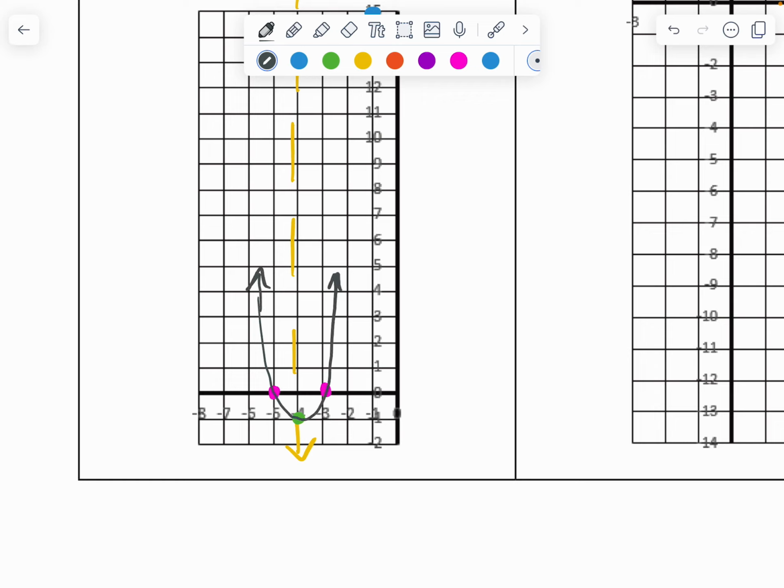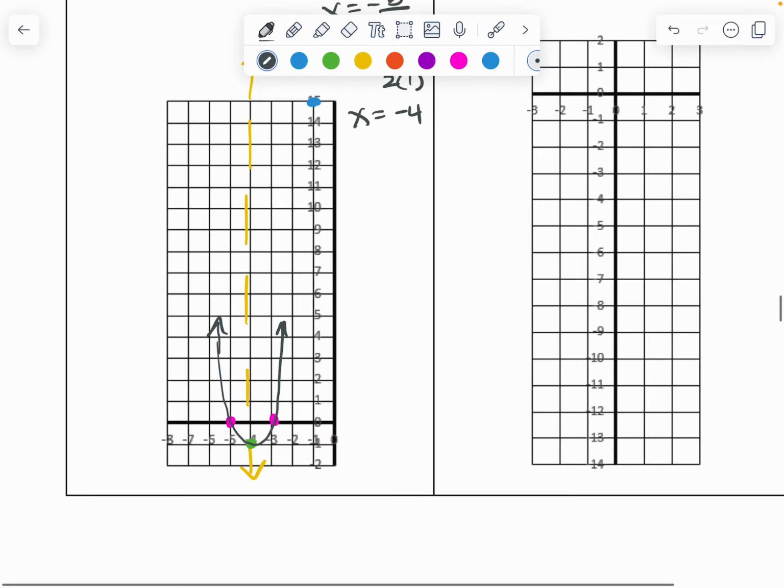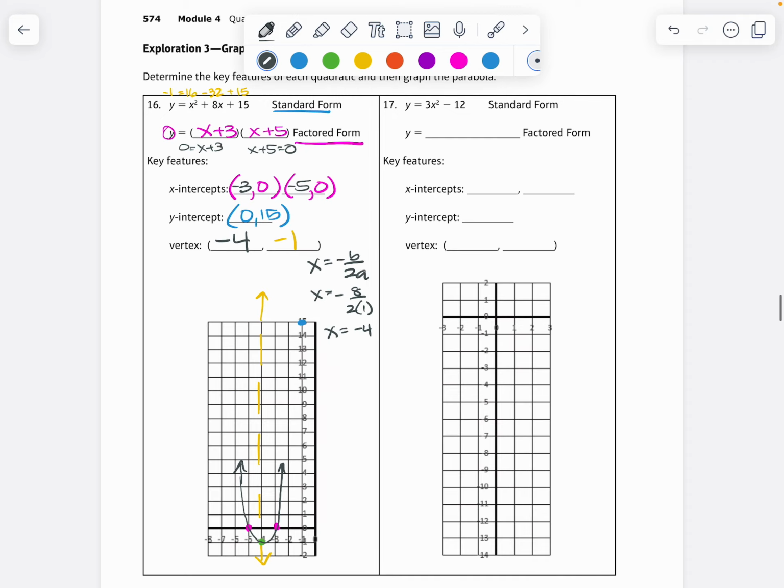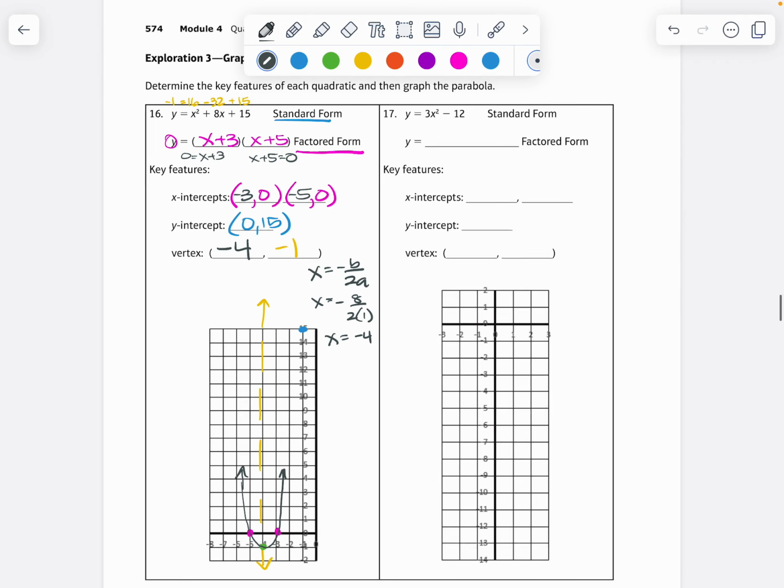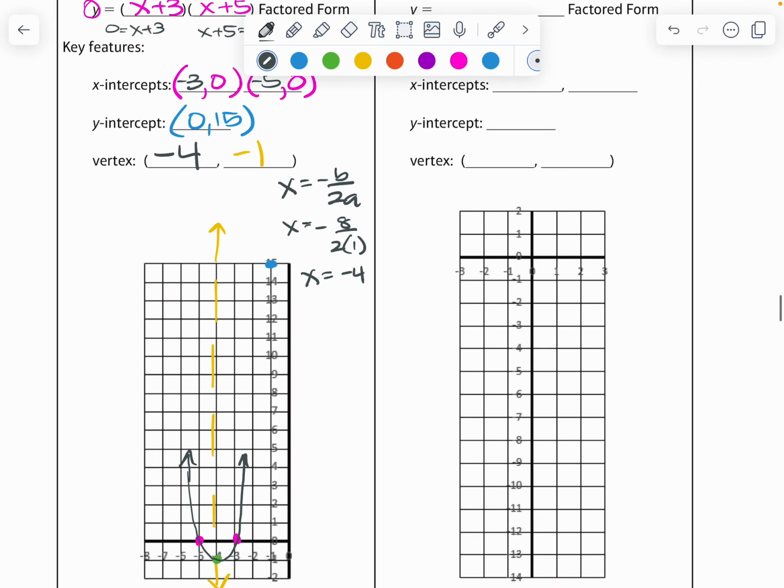There you go. That is why we have gone to all this effort to learn to factor and get factored form. Okay, now we're really done. Great job, everybody.